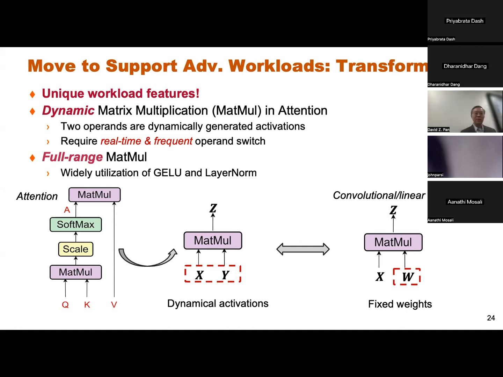But then the workload is kind of different. For example, in a transformer, you will have a dynamic matrix multiplication. Previously, when I said it's not dynamic, if it is inference, one of the weight matrices is fixed. But if you are doing transformers, the full range, you have X and Y, and they're all changing. So this workload is quite different. You have a full range of values, and also you may have real-time and frequent operand switches. Not like this, where your W is fixed.